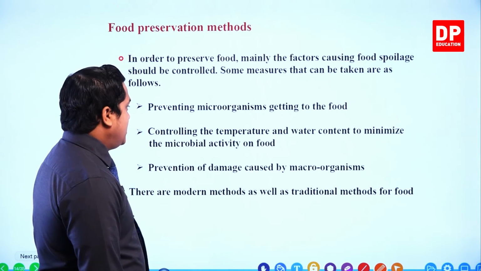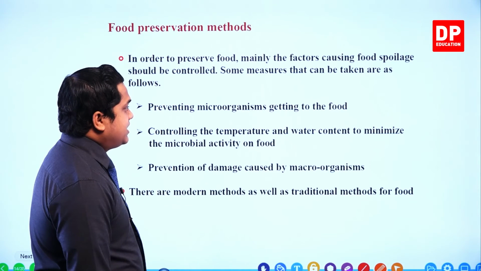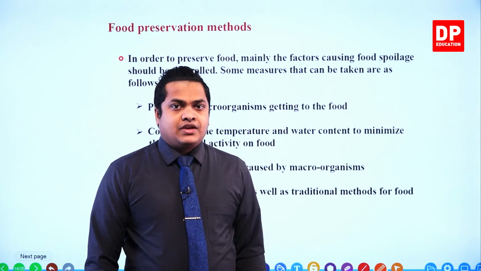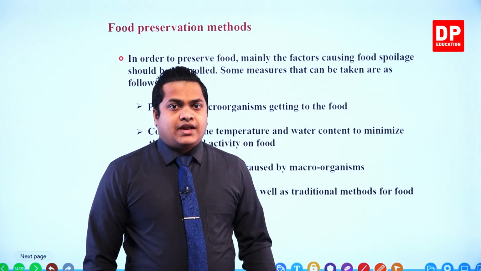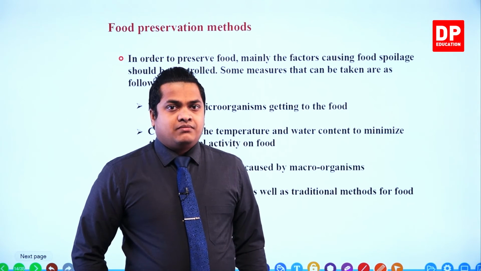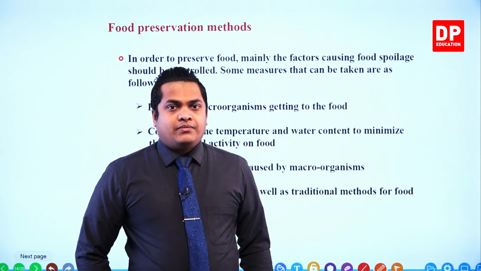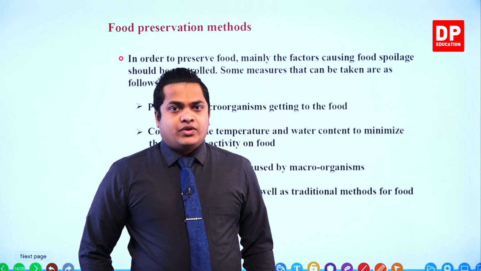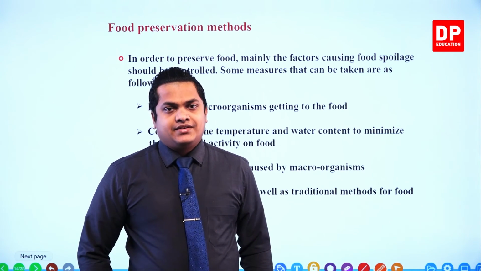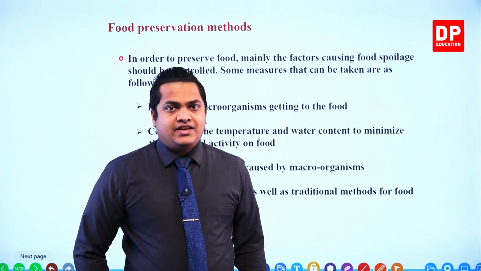What are the measures? Preventing microorganisms from getting into the food. We can prevent the microorganisms from coming in contact with the food item. So with sealed milk, by sealing it off, what we are going to do here is avoid the contact of microorganisms with the milk. By sterilizing and sealing it, we are avoiding the contact of microorganisms.